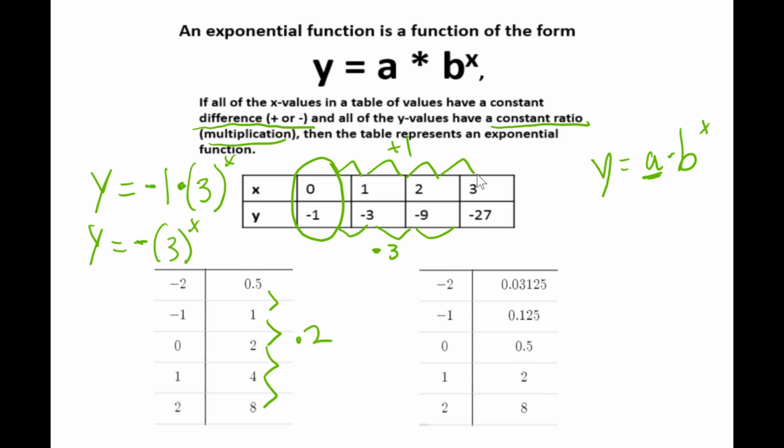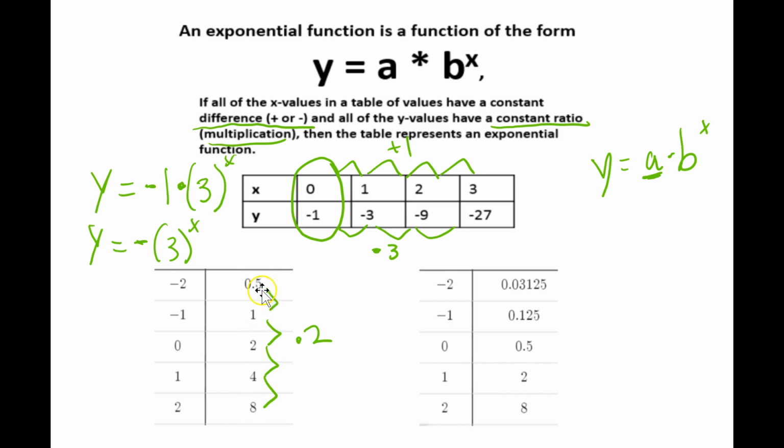Okay, if I want to figure out what the constant ratio is, take the next number, like here, take this 8 and divide it by the original. So 8 divided by 4 is 2. 4 divided by 2 is 2. 2 divided by 1 is 2. 1 divided by 1/2 is 2. That's how you find the constant ratio.